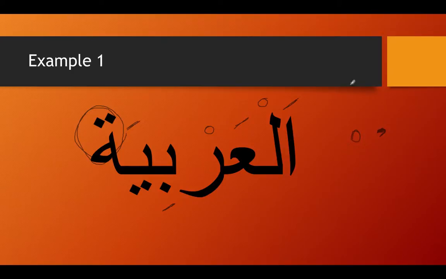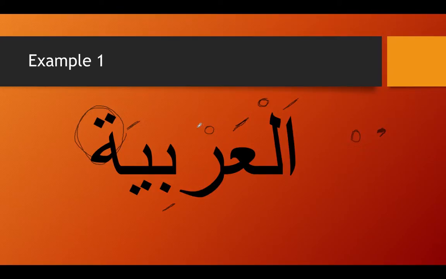Now let's sound out each of these parts of the word. Letter Alif and Fatha, Ah, okay? Letter Lam and the Sukoon is going to be La, okay? Just the L consonant sound. Letter Ain and the Fatha, that's going to make the Ah, right? Ah, like that from the throat.